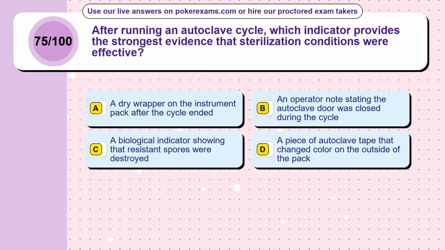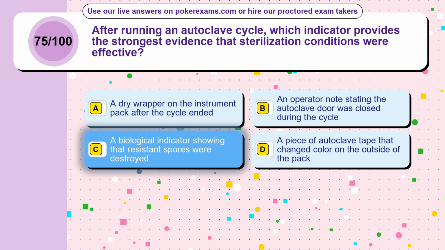Question 75. After running an autoclave cycle, which indicator provides the strongest evidence that sterilization conditions were effective? Option A. A dry wrapper on the instrument pack after the cycle ended. Option B. An operator note stating the autoclave door was closed during the cycle. Option C. A biological indicator showing that resistant spores were destroyed. Option D. A piece of autoclave tape that changed color on the outside of the pack.